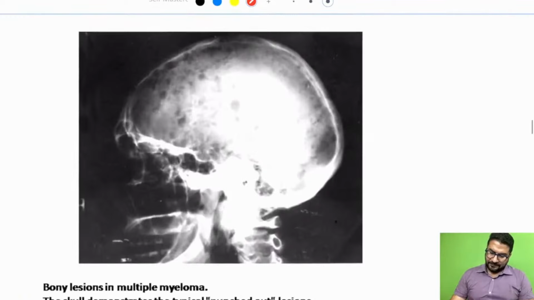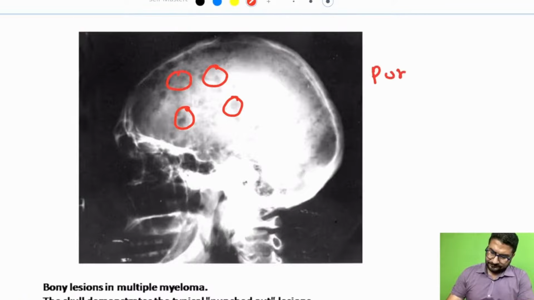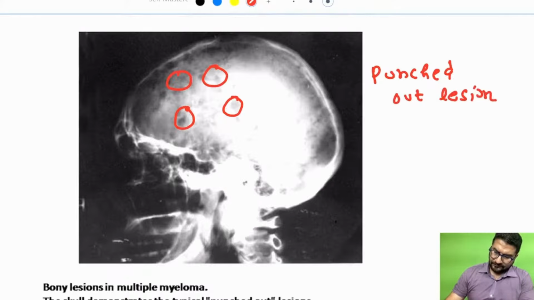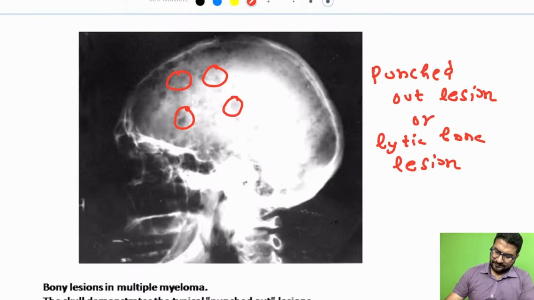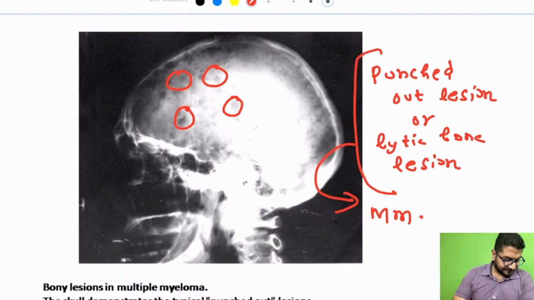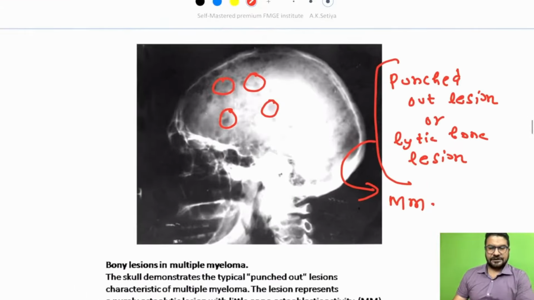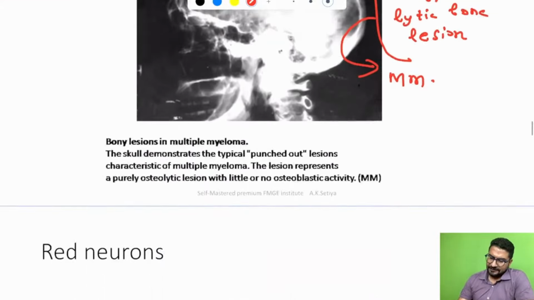Then these are lytic bone lesions, or I can say we call them punched out lesions. Punched out lesion, or we call them lytic bone lesion. This is something which we see in multiple myeloma. Punched out lesion or lytic bone lesion, we see in multiple myeloma.